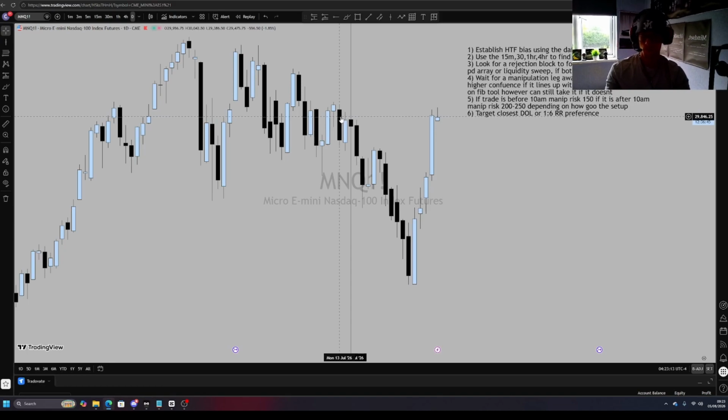It doesn't have to. If you still get the manipulation leg away, it retests the rejection block. You can still just enter off the rejection block or set your limit order at the CE of it. If it aligns with the Fibonacci tool's golden zone, no more confluence, obviously it's better.